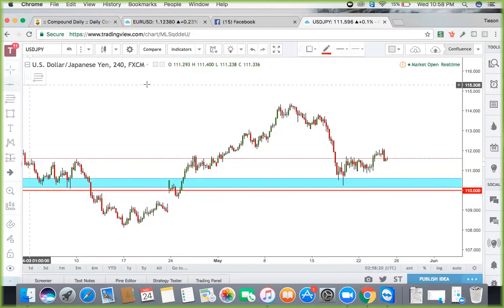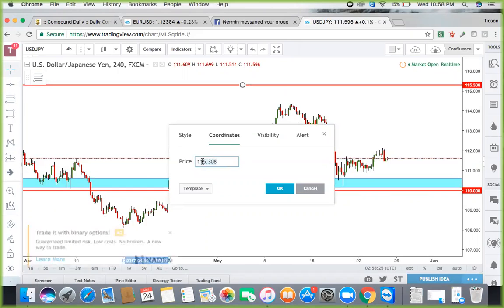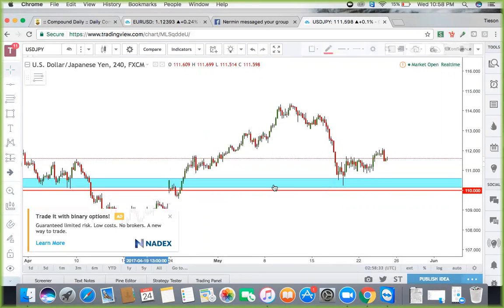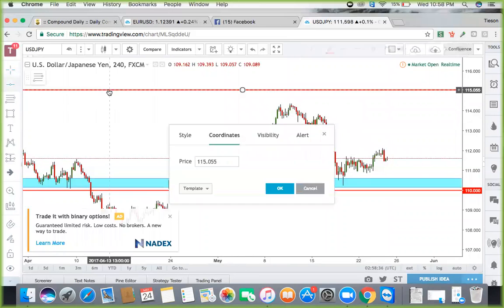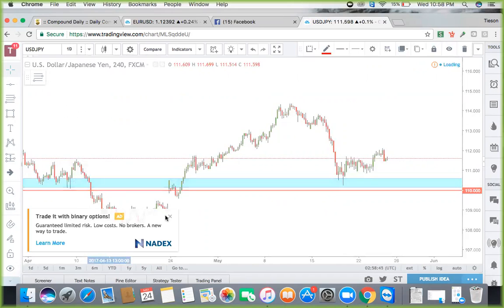So back to the quarters theory. Quarters theory is every 1,000 pips. All right, so on USD/JPY, 110 is one, 120 is one, 100 is one, and so on and so forth.